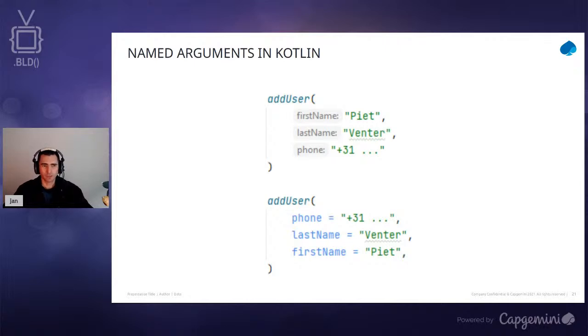Kotlin has named arguments, which allow you to call a function with the normal parameters in order, or you can call it in any order by just naming them. And you can even put default parameters on some of these arguments, allowing you to skip some of them. So for example, if the first name was by default Pete, and I don't supply the first name here, it will default to Pete.